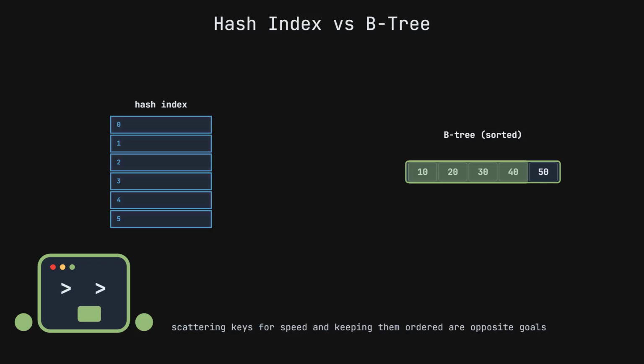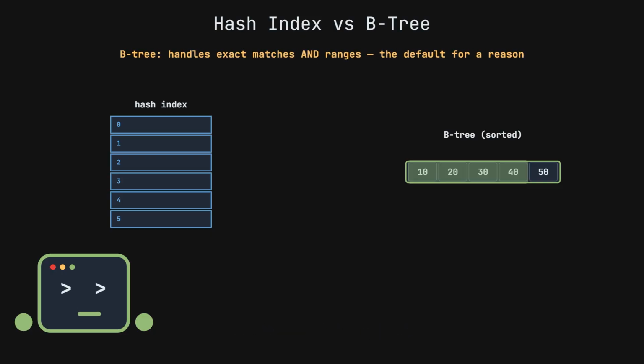You cannot fix this by tweaking a hash index. Scattering keys for speed and keeping them ordered are opposite design goals. That's why almost every database defaults to the B tree. It handles both exact matches and ranges for a small extra cost.